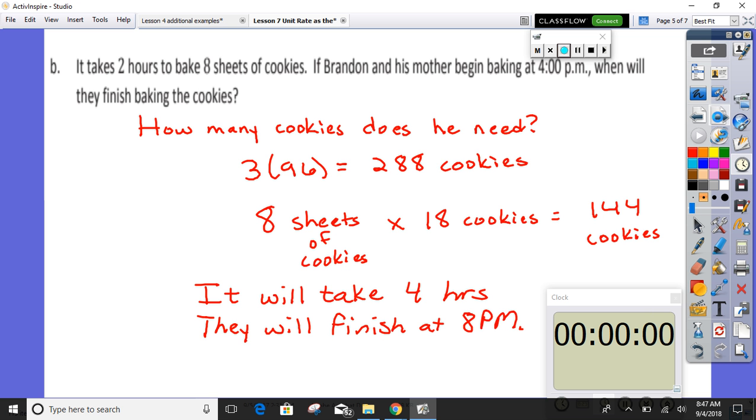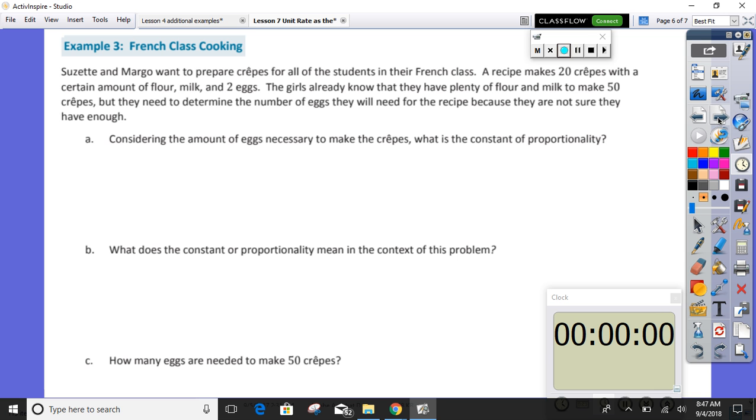Suzette and Margot want to prepare crepes for all of the students in their French class. How many of you have had crepes before? A few of you? Have you made them? Yeah, I think we made them in one of our classes. Oh, did you really? Well, I did. Crepes are like a really, really thin pancake, and you can roll things up in them. My kids make crepes every so often on Saturdays, and we put berries in them, or chocolate, or marshmallow fluff, or whatever we have around. So they're just like a flat pancake that you can roll up.